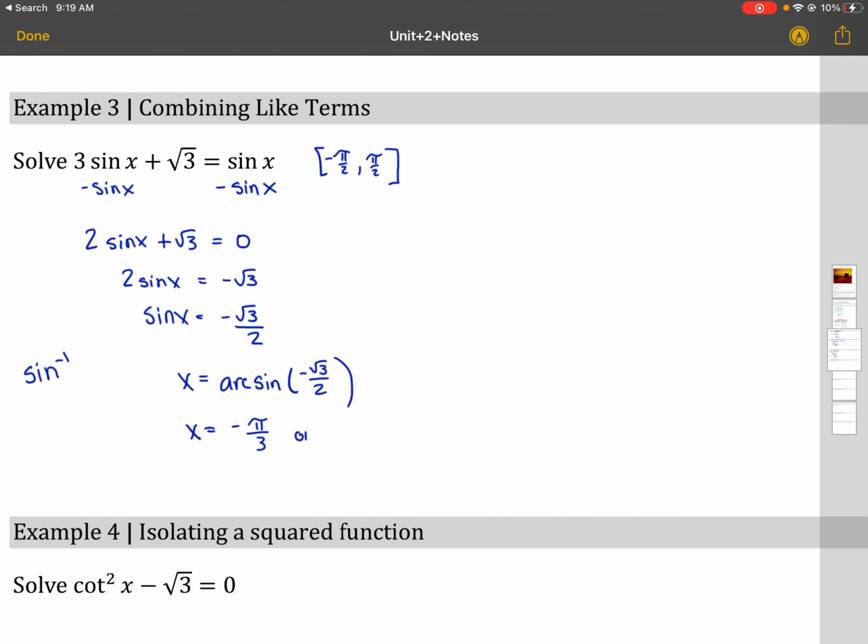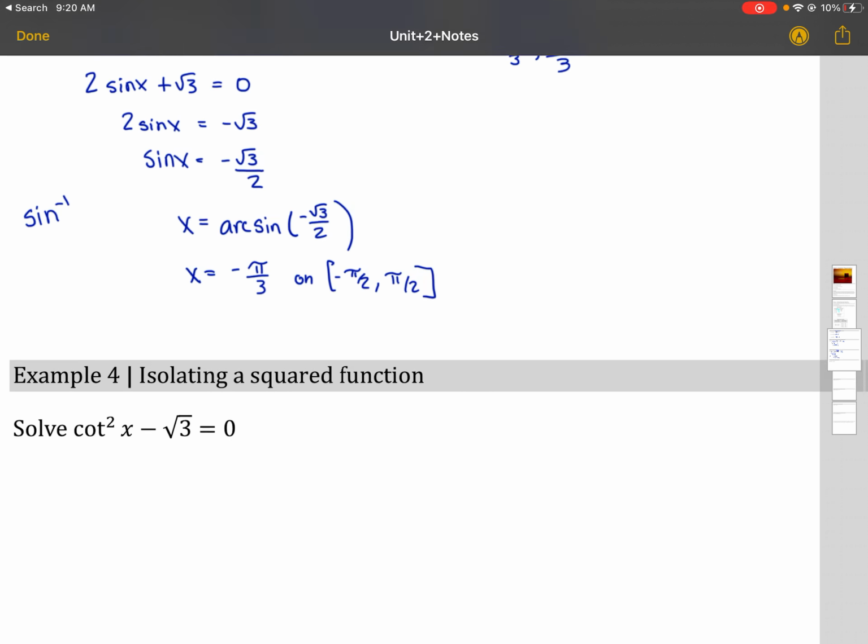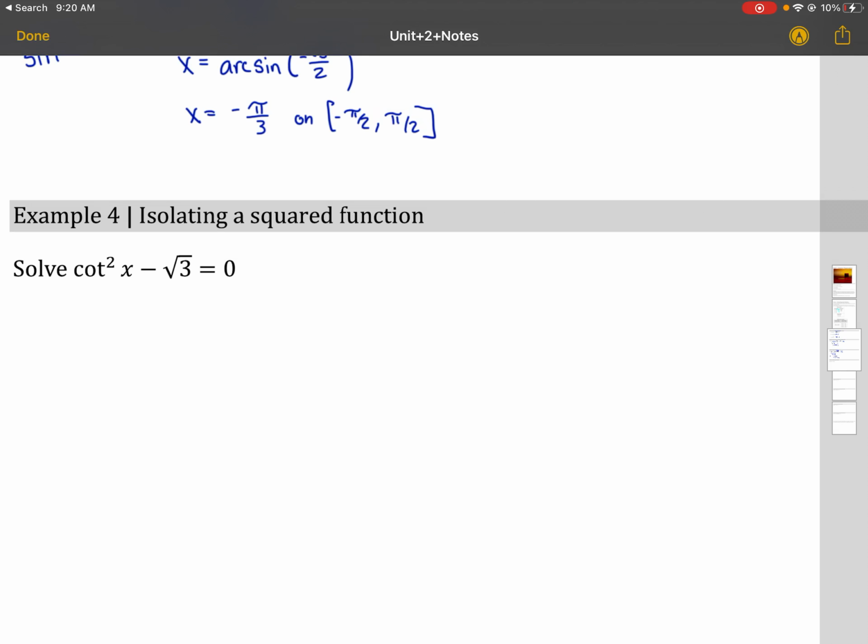Now again, this is on the interval negative pi over 2 to positive pi over 2, and that's the only answer. But if we change our interval, for instance, to 0 to 2 pi, sine is going to be negative, so that's going to be quadrant 3 and quadrant 4. So we would instead have 4 pi over 3 and 5 pi over 3 on those intervals. But again, unless you're told to use a different interval, always use the one that the inverse trig function is defined on.